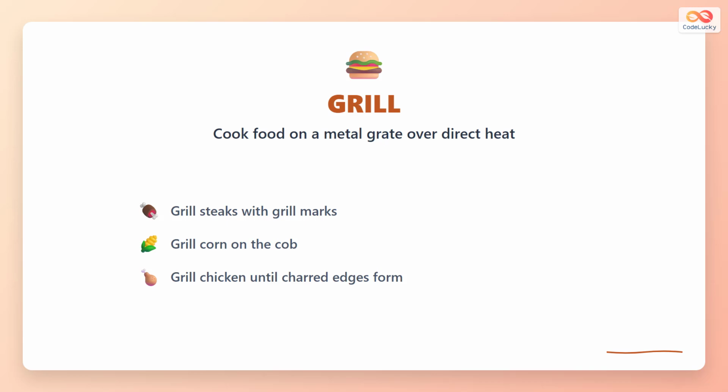Grilling cooks food on a metal grate over direct heat. This method gives the food a smoky flavor and grill marks. Grilling is used for steaks, corn on the cob, and chicken pieces with a charred outside.